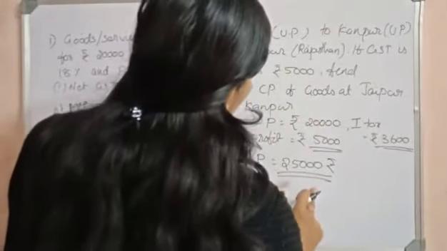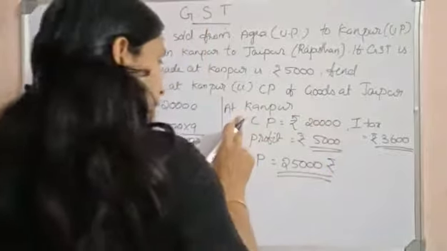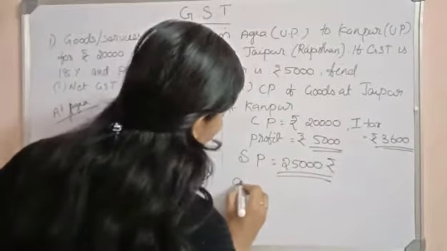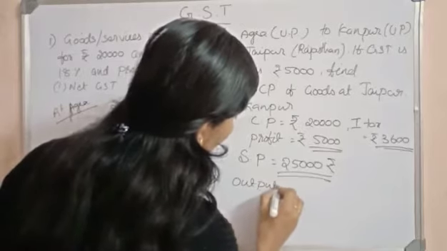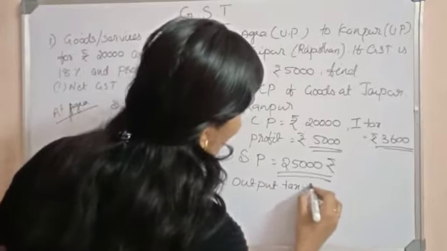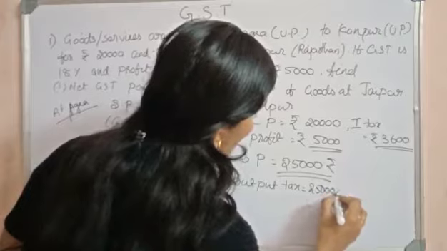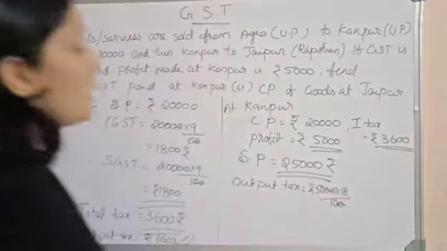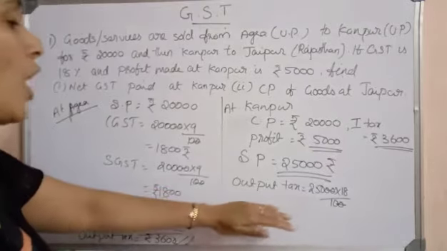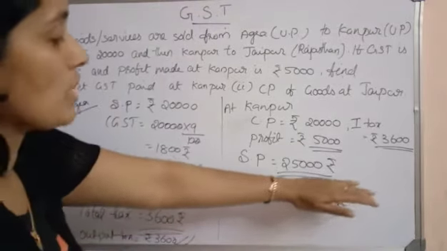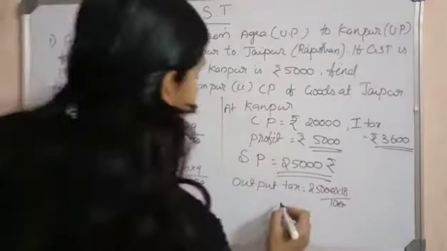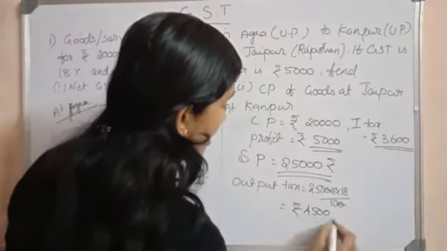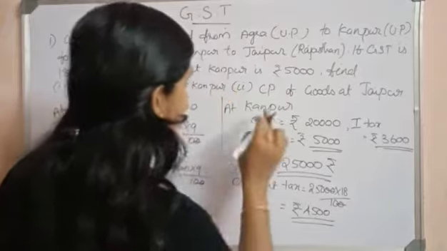Now we need to calculate the output tax at Kanpur. The output tax is calculated on the selling price. Therefore, the output tax is equal to 25,000 into 18 by 100. Since the GST is 18%, that is equal to rupees 4,500. So this is the output tax at Kanpur.